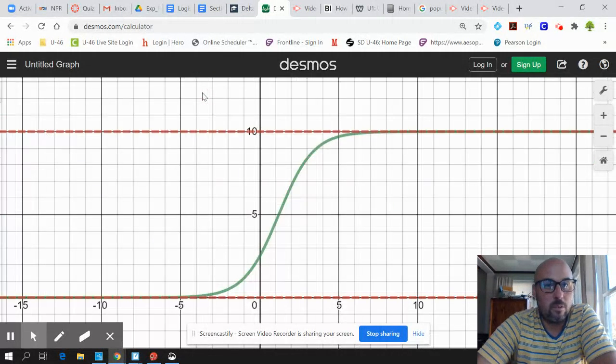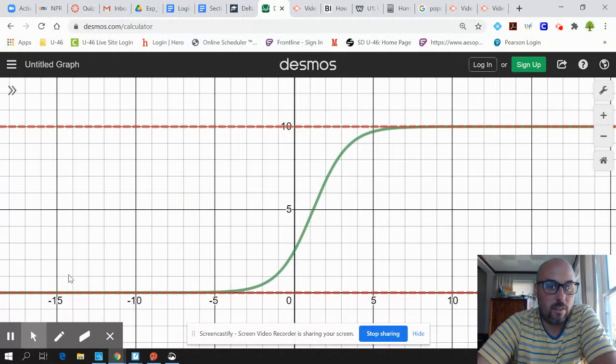And a couple things to recognize right off the bat. First of all, the domain. It goes forever to the left. It goes forever to the right. So the domain is always all real. But the range, this is called bounded. It has a border up top by a horizontal asymptote and a border at the bottom. So it is completely bounded. For this example, it's bounded between 0 and 10.